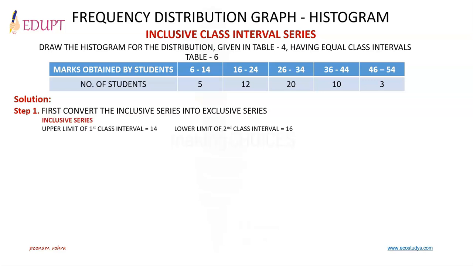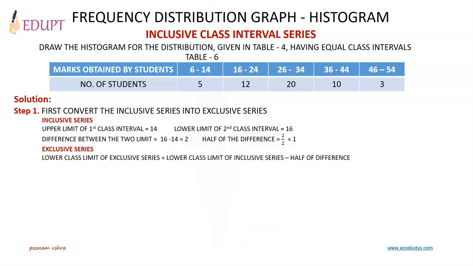Notice the upper limit of first class interval, which is 14, and lower limit of the second class interval, that is 16. The difference between the two limits is 2 and half of the difference is 1. So to convert it into exclusive series, we need to make some modifications. Lower class limit of exclusive series would be lower class limit of inclusive series minus half of the difference, and upper limit of exclusive series would be upper limit of inclusive series plus half of the difference.